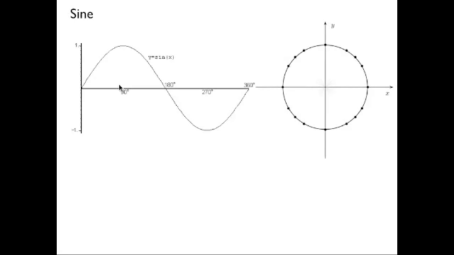Now it's time for the sine function. So this right here is one whole cycle of y equals sine x. So how does this graph relate to the unit circle, and how do we even get this graph?